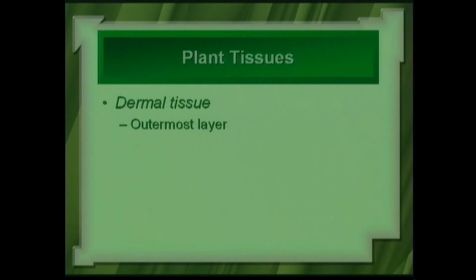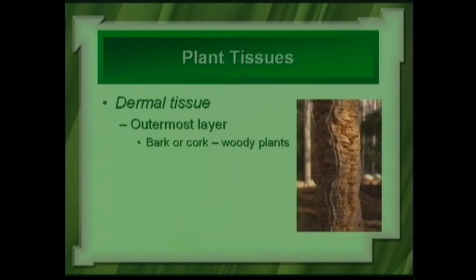Okay, so plant tissues. We have dermal tissues, and they form the outermost layer, and other tissues that have to do with the outermost part of a plant include bark or cork. So here we have a very nice image of bark making up the stem of this woody plant. Remember that generally the epidermis is the outermost layer of a non-woody plant or herbaceous plant. Bark or cork is the external layer or layers on woody plants.